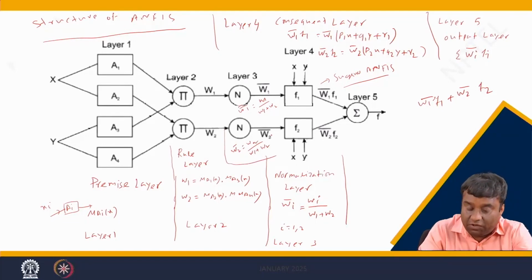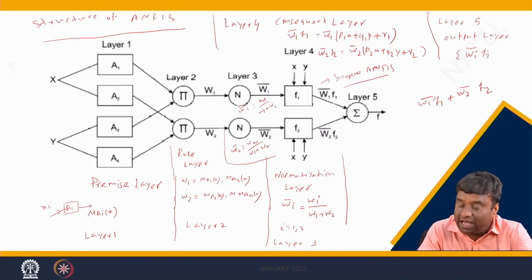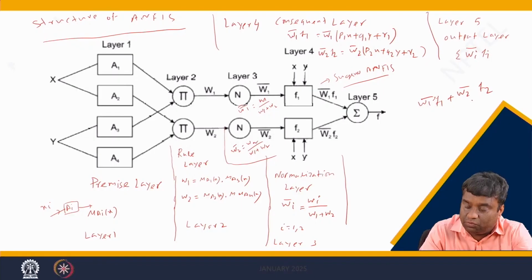In layer 4, you will get the consequent layer. So that is W1 bar F1, where F1 is P1x plus Q1y plus R1, and W2 bar F2, where F2 is P2x plus Q2y plus R2. So that is known as Sugeno rule. So that is also the structure of Sugeno NFIS. In layer 5, we will get the summation of Wi bar into Fi. So here it is W1 bar F1 plus W2 bar F2. So this is the output F. So this is the structure of NFIS.